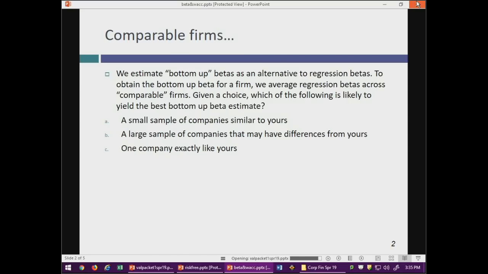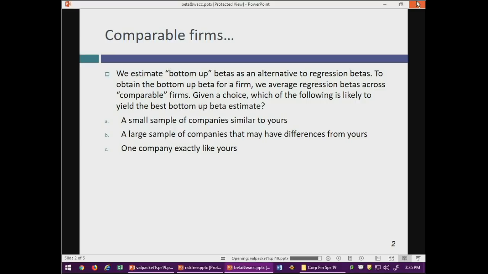And in the process, one of the challenges I'm going to face in coming up with a bottom-up beta is coming up with other companies that do the same thing that you do. So kind of a preview, so I want you to think ahead. So when we get to that stage, you have two choices. You can pick a company and try to find companies just like yours and end up with a small sample of companies. Get their betas and try to get a beta for your company. Or you can pick a much larger sample of companies which are a little different from yours. So you see what I'm talking about?